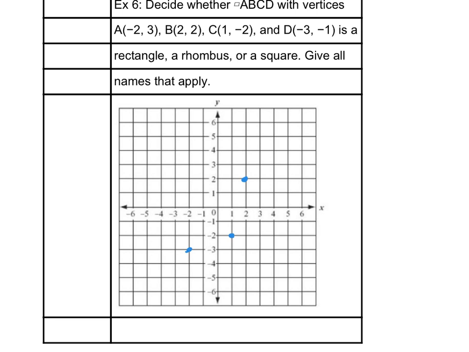and -3, -1. Okay. Oops, I definitely graphed one of those points wrong. I was like, this doesn't look like any of those things. Here we go. -2. Oh, +3. There we go. Okay, so I'm going to go ahead and connect these.